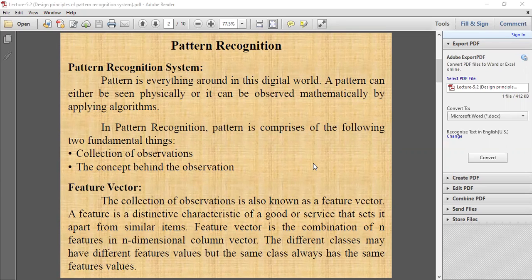What is a feature vector? The collection of observation is also known as a feature vector. A feature is a distinctive characteristic of a good or service that sets it apart from similar items. A feature vector is the combination of n features in an n-dimensional column vector. The different classes may have different feature values, but the same class always has the same feature values.